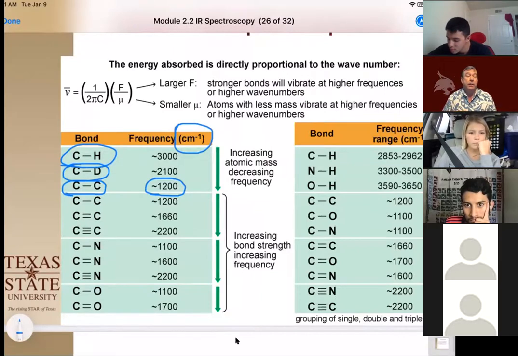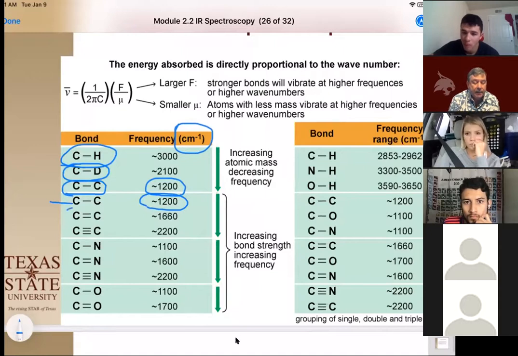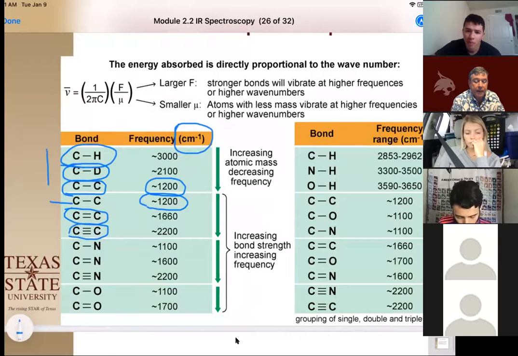Now let's look at bond strength. If we look at a carbon-carbon single bond, it vibrates at 1200. So that is a good starting point. They're 2 atoms of the same mass vibrating at that. By adding a double bond, that's making it a stronger bond, so it vibrates at a higher frequency. And if we make it a triple bond, that makes it higher again to a higher frequency. So this is where mass is controlling our frequency. This is where bond strength is controlling our frequency.